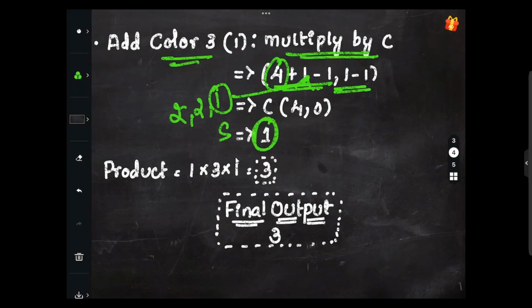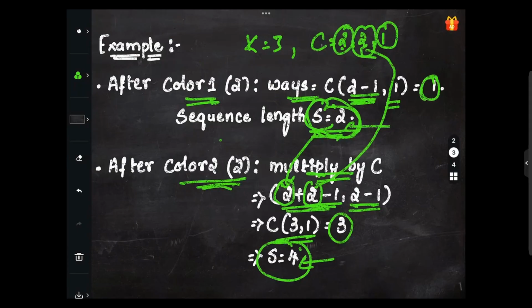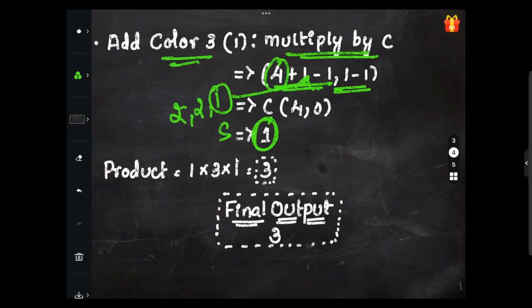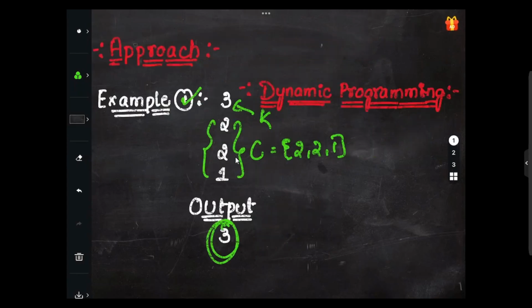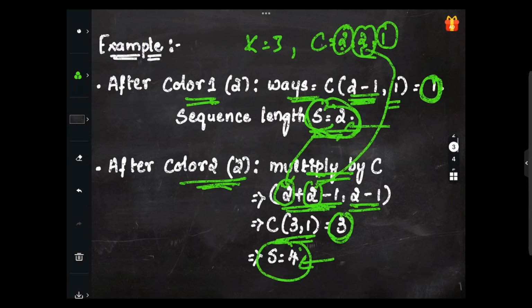So what we got here, output. Output we got here is 1, and c of 3 comma 1, this one 3, and this one is nothing but 1, right? So the product is 1 into 3 into 1. So the output will be 3, right? So the output that we got here is 3, which is equivalent to the output they have mentioned for example 1 in the question. So our approach works absolutely correct in this case.